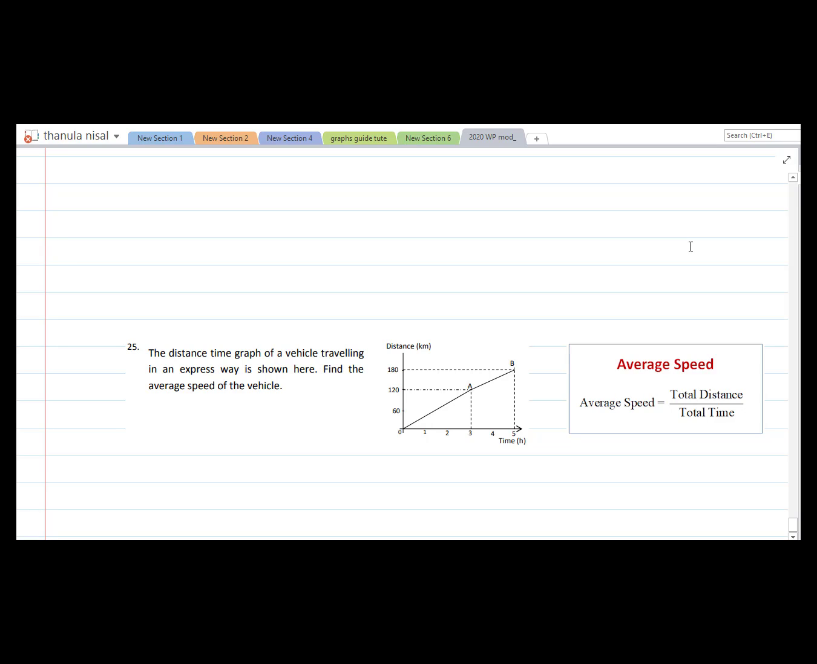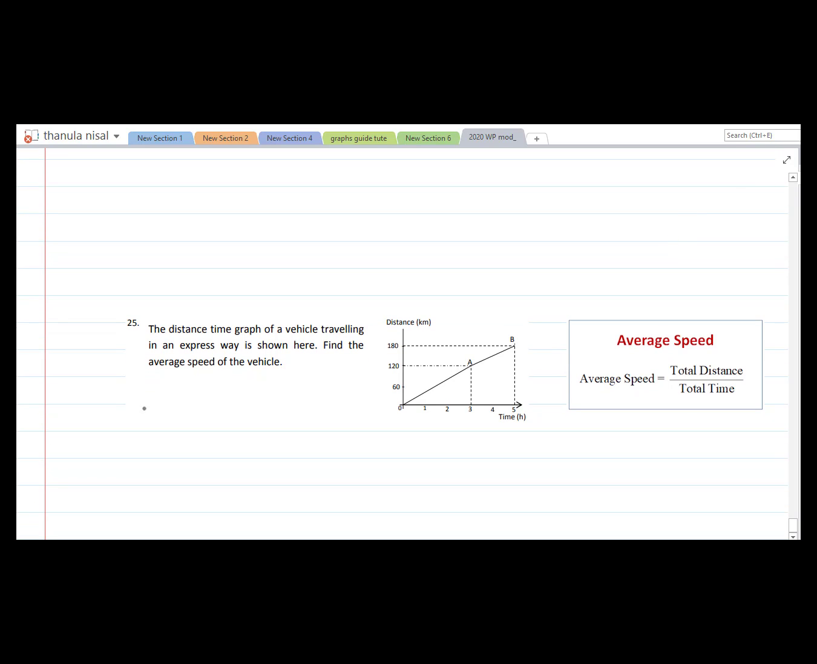The distance time graph. They have given a distance time graph. Using that, we want to calculate the average speed of the vehicle. So average speed of a vehicle is given by total distance over total time. Now let's calculate total distance. We can easily find it. Total distance is 180 kilometers. Total time is 5 hours.